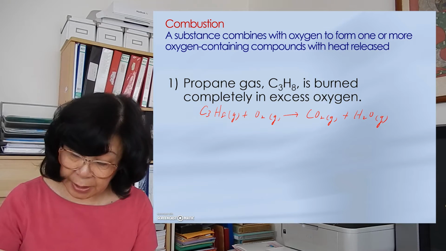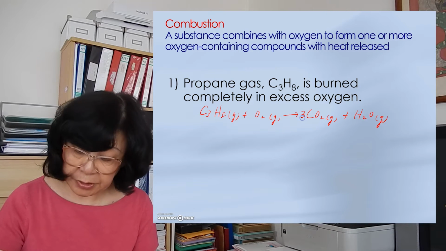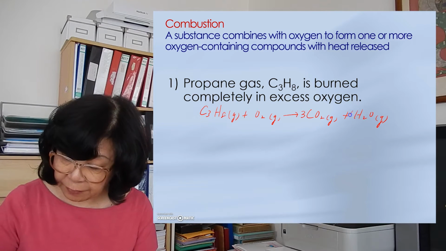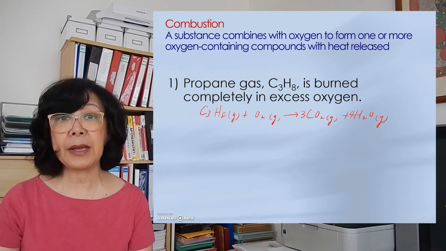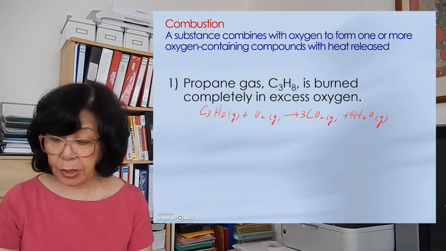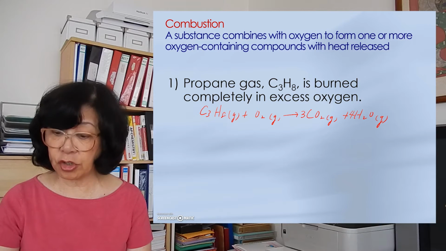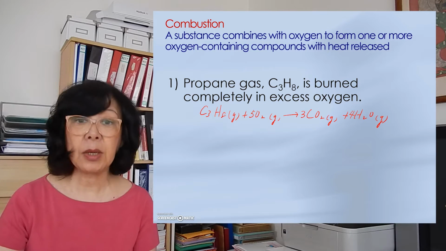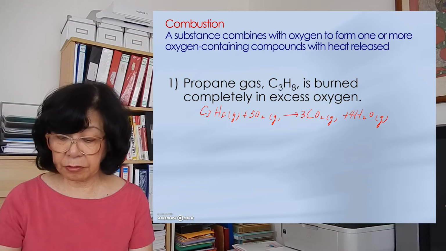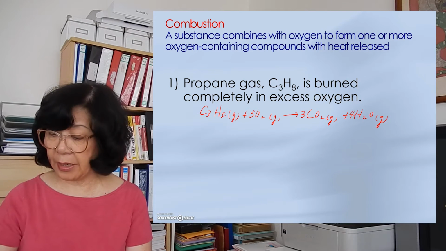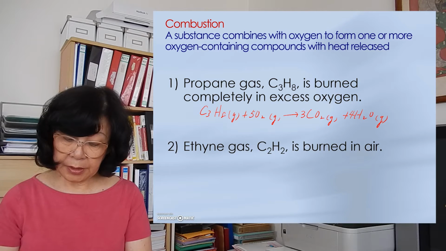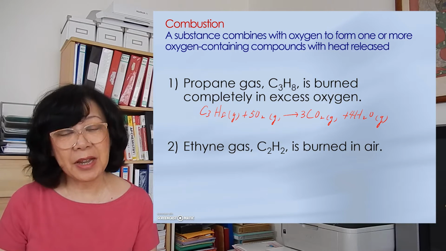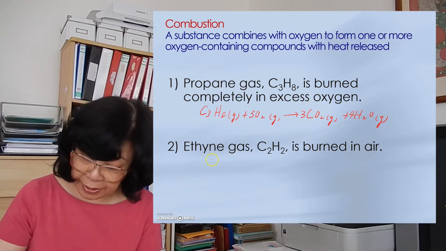So now we balance the carbon, put 3 in front of CO2, balance the hydrogen, put 4 in front of water, and now I count the oxygen atoms on the right. I have a total of 10 oxygen atoms, so I balance with 5 diatomic oxygen molecules to completely balance the oxygen atoms. The next one is ethyne gas, which is the welding gas, C2H2, burned in air.